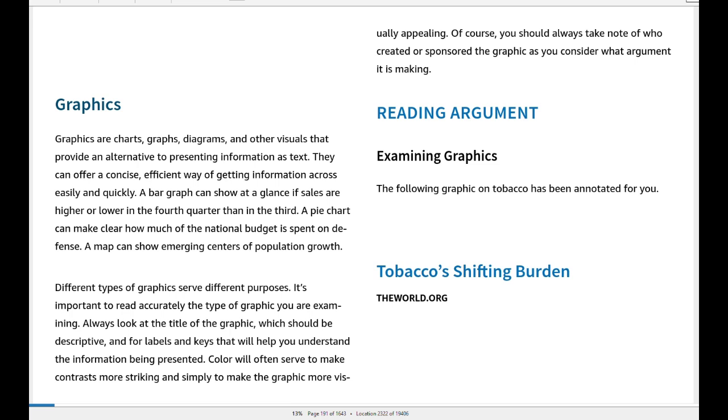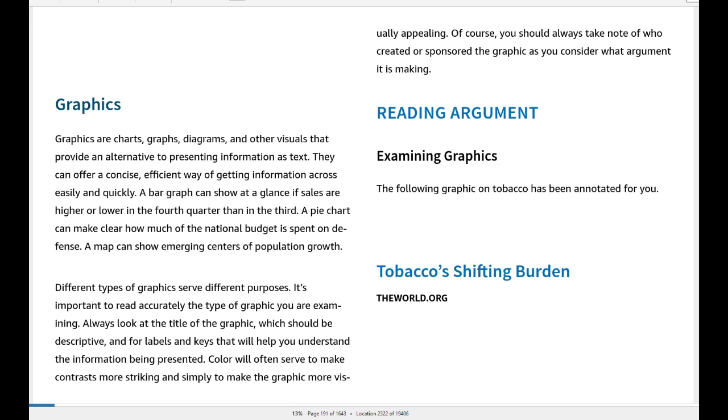Different types of graphics serve different purposes. It's important to read accurately the type of graphic you are examining. Always look at the title of the graphic, which should be descriptive, and for labels and keys that will help you understand the information being presented.